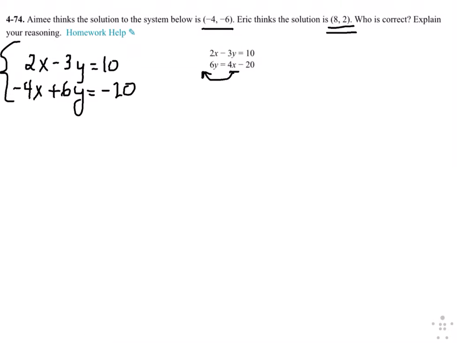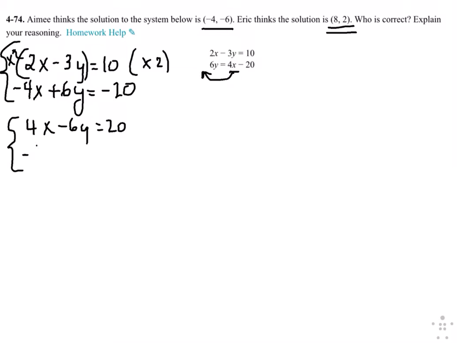I could multiply the top equation by 2 to use the elimination method, right? So times 2, and I'd get 4x minus 6y equals 20. And then the bottom equation is negative 4x plus 6y equals negative 20, right? And then we could use elimination. We could add the equations. So I'd get 0 plus 0 equals 0.